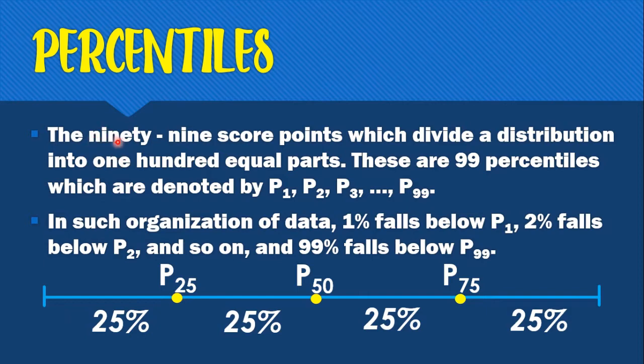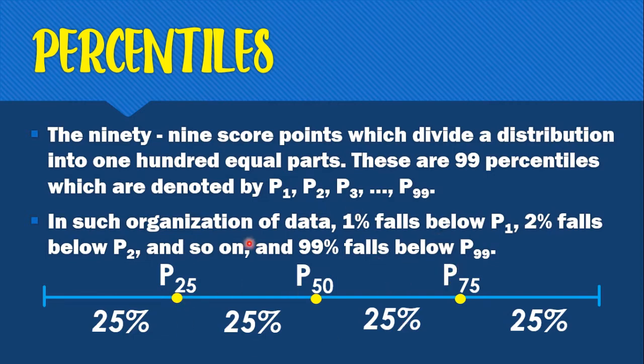Percentiles. These are the 99 score points which divide a distribution into 100 equal parts. These are the 99 percentiles which are denoted by P sub 1, P sub 2, P sub 3, and so on until we have P sub 99. In such organization of data, 1% falls below P sub 1, 2% falls below P sub 2, and so on, and 99% falls below P sub 99.